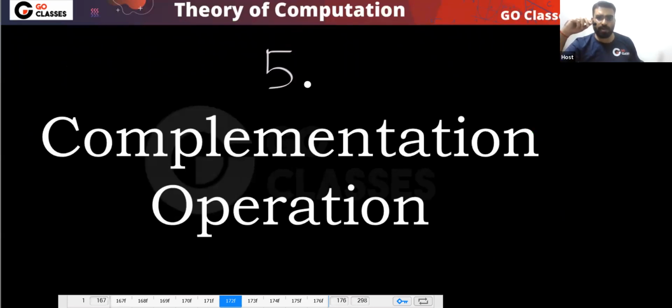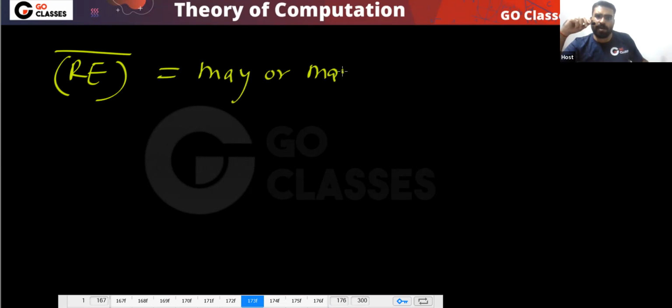That is the complementation operation. Tell me one thing: are RE languages closed under complementation? What can you say about the RE complement? The RE complement may or may not be RE. We have already seen some examples.